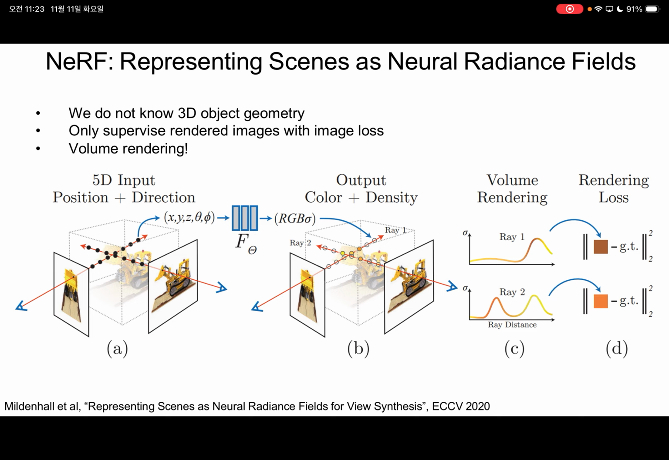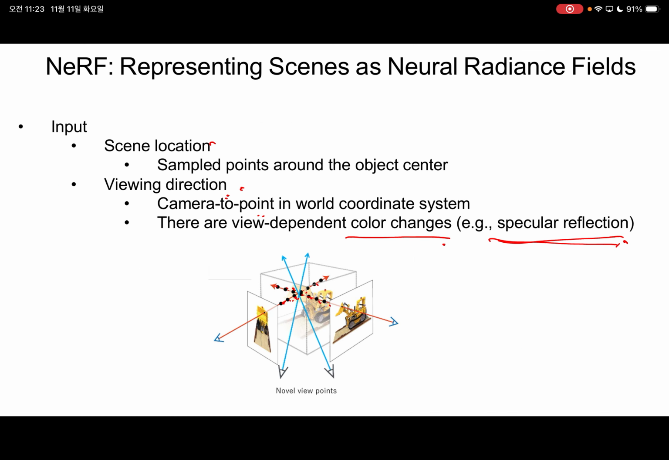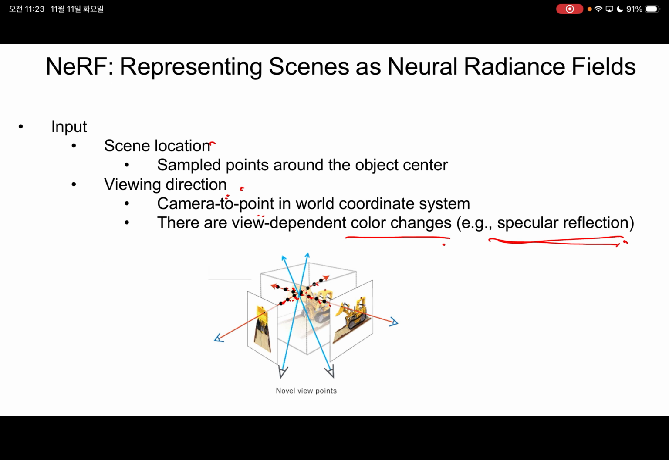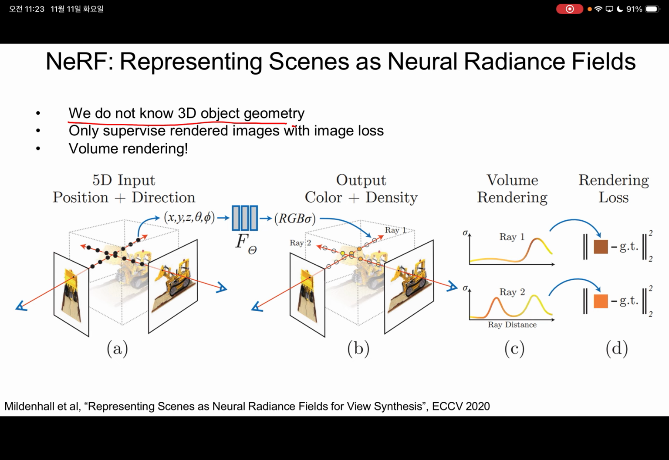So we assume we do not know 3D geometry. When we train NeRF, we assume we do not have 3D object geometry. All we have is, as I said, multiple images and camera calibration, that's all. We do not require 3D object geometry. We only supervise rendered images with image loss. That is how we can train NeRF.